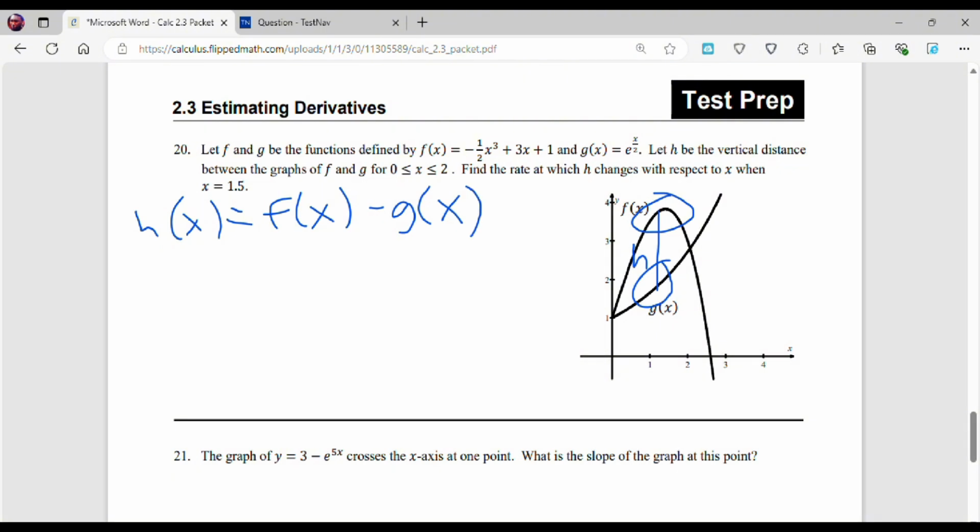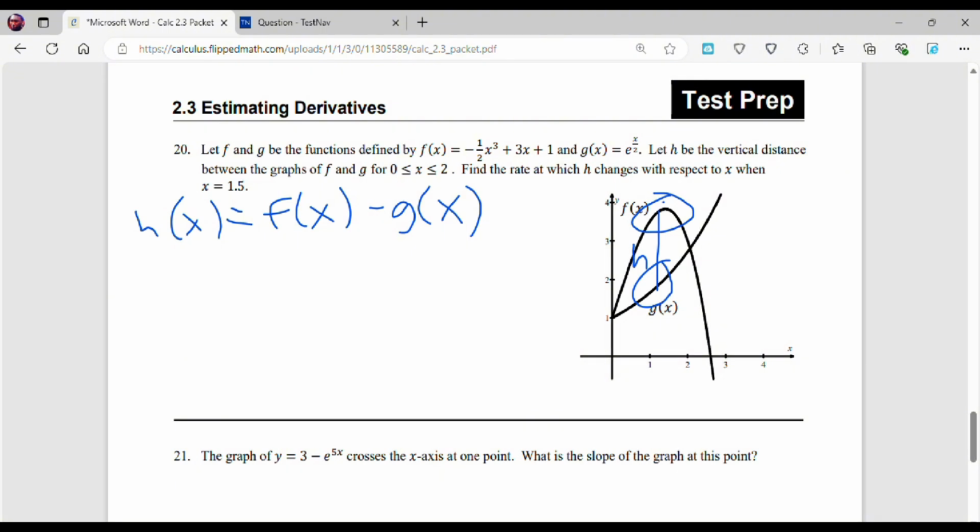And this idea of top minus bottom is also seen in Unit 8 when you get to applications of integrals and volume and area. So it's good to know these kinds of things. So top minus bottom is going to give you your h.